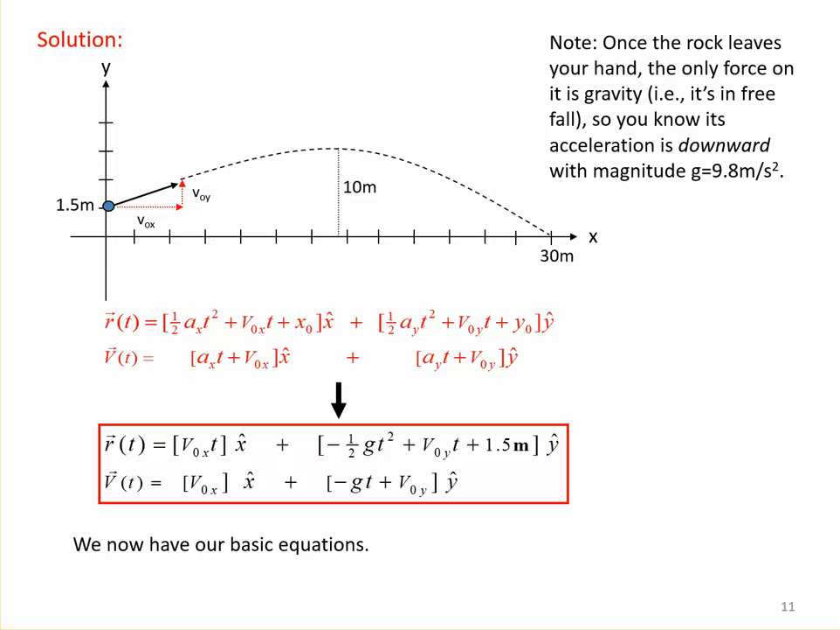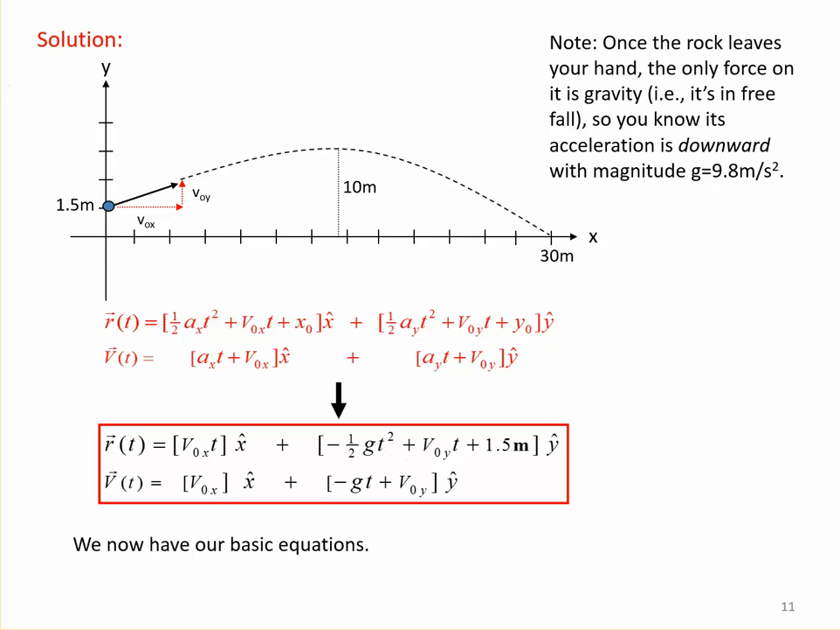Notice, by the way, that I haven't actually worried about what I'm being asked to find. Remember, I'm being asked to find the angle that this ball is thrown at. In other words, I want to know what is this angle, and I want to know how fast it's thrown initially. I don't worry about that at this point.